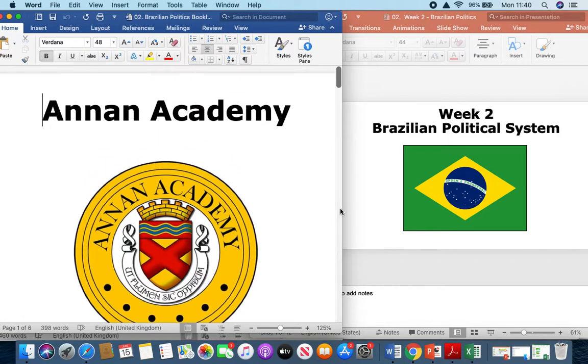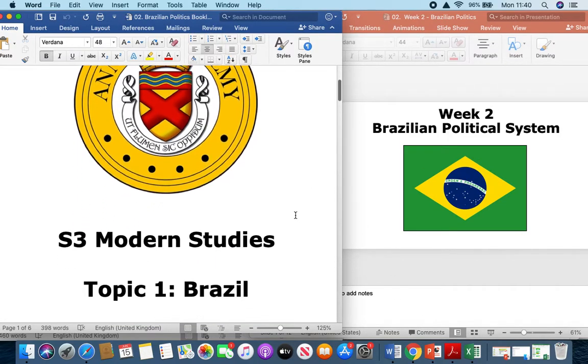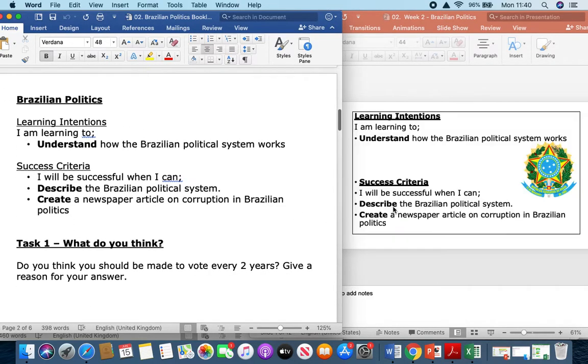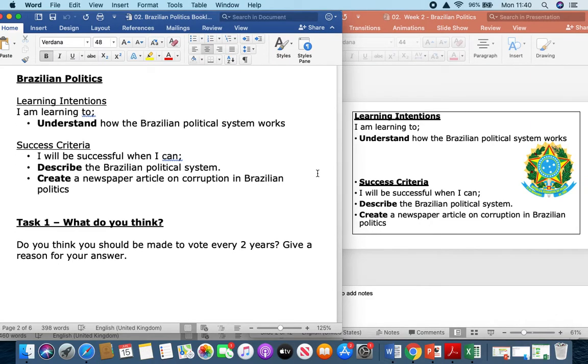As we go through, our goal for this week is to understand how the Brazilian political system works. You'll be successful if you can describe the Brazilian political system, and your task for this week is to create a newspaper article on corruption. We're going to give you some key facts that you can use for your research, and you're to write a newspaper article.